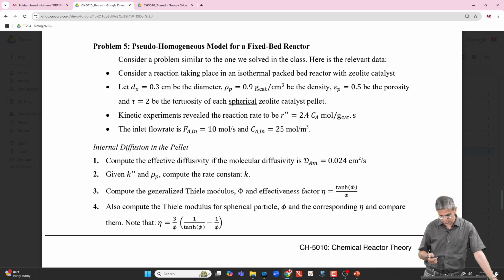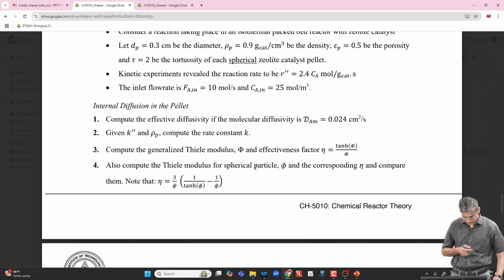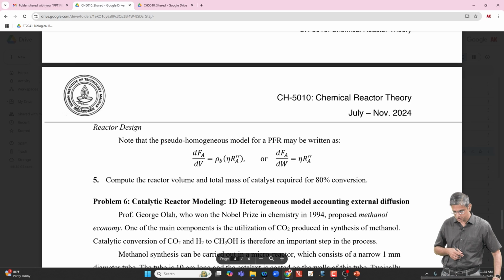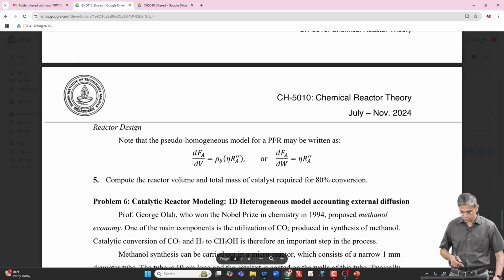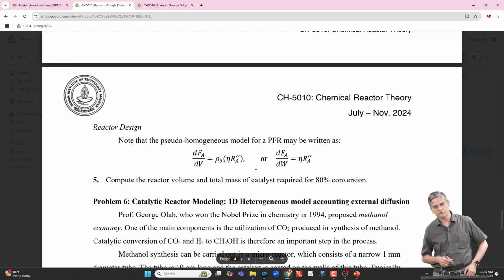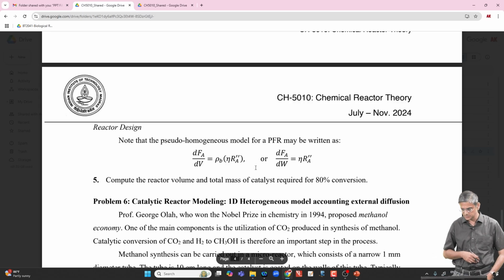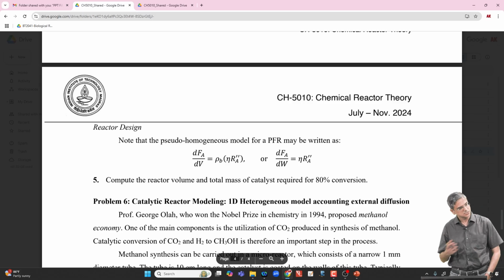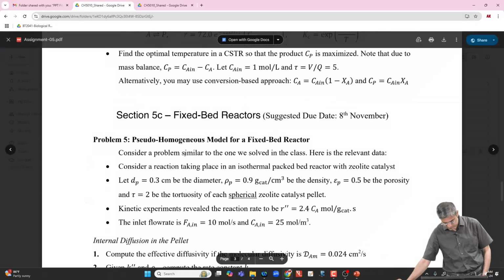Okay. What is the regular Thiele modulus? Based on the fact that it is a spherical pellet. Okay. So, that is what this is going to be. Okay. Pseudo homogeneous model, as I just said, you can use dF by dV or dF by dW, either one. If you use dF by dV, you will calculate the volume, from volume you calculate the density, the mass of the catalyst. If you use dF by dW, you will calculate the mass of the catalyst, from mass of the catalyst you calculate the volume. Okay. That is what you need to do.